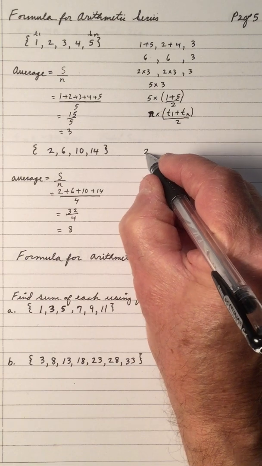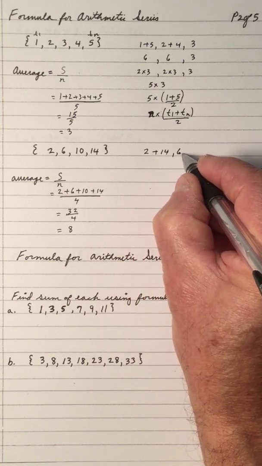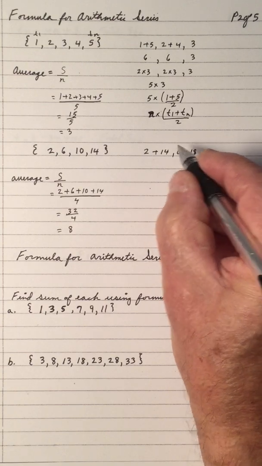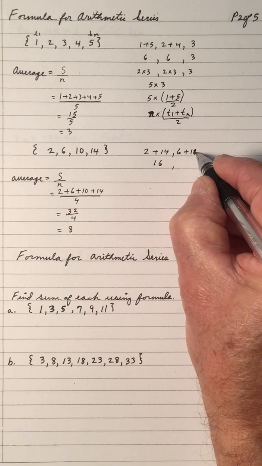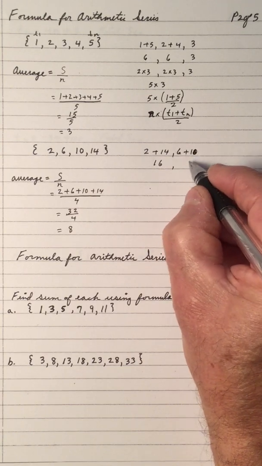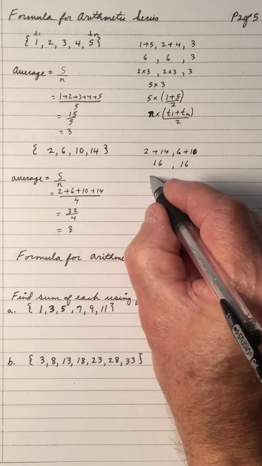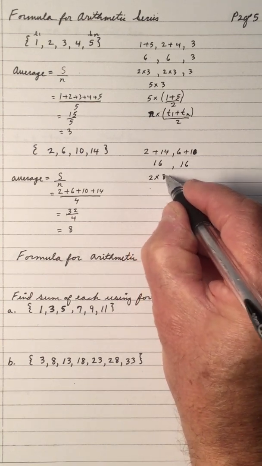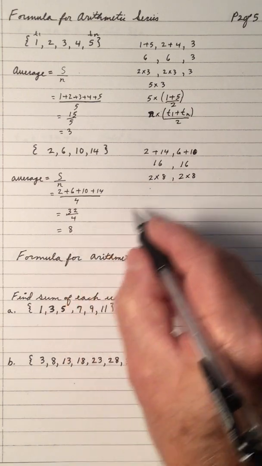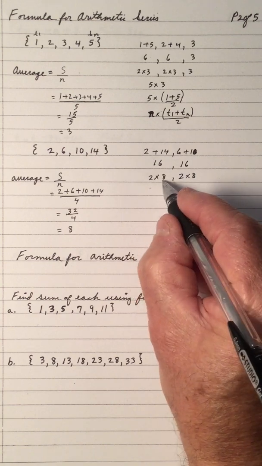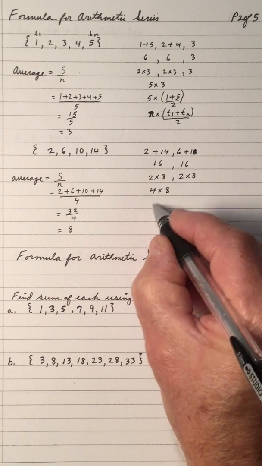So let's look at 2 plus 14 and 6 plus 10. 2 plus 14 is 16. 6 plus 10 is 16. And notice that 16 is 2 times 8. And notice the average is 8. So we have 2 8s here, 2 8s here. So we have 4 times 8, which is 4 times the average.